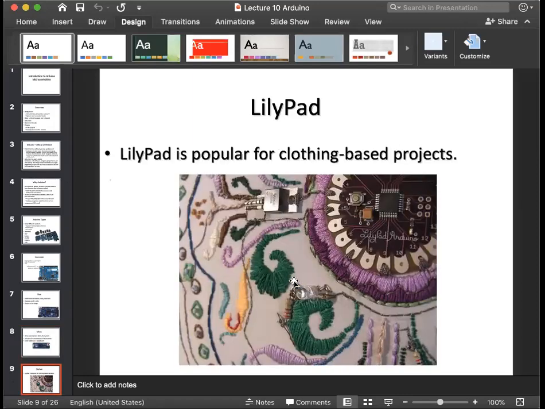There is another version called the Lilypad. Lilypad is used for clothing based projects. Suppose in the clothing sector, you can see sometimes there are embroideries like this. Most of the embroideries are done by machine. Previously these embroideries were done by hand, but now most of them are done by machinery. As you can see in the picture, this embroidery.